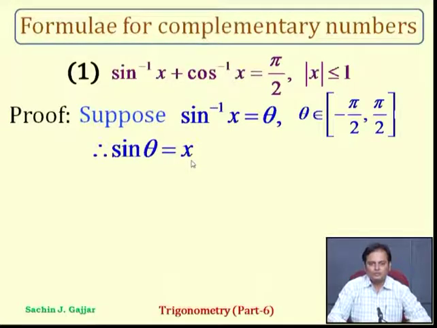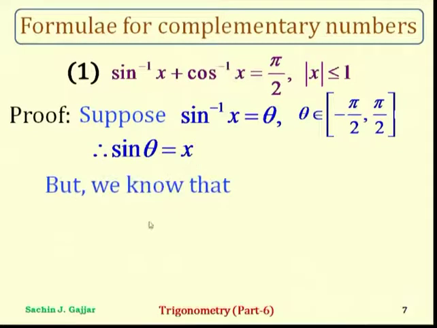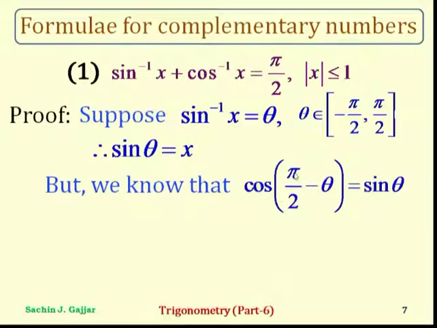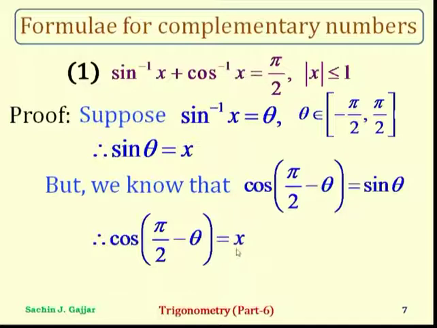Now we all know that cos of pi by 2 minus theta equal to sine theta. This is a very known result for us. We have learned this result. Okay, cos pi by 2 minus theta equal to sine theta. But what is sine theta? Sine theta is equal to x. So instead of sine theta, write down x. So we have cos pi by 2 minus theta equal to x. Okay, remember this.